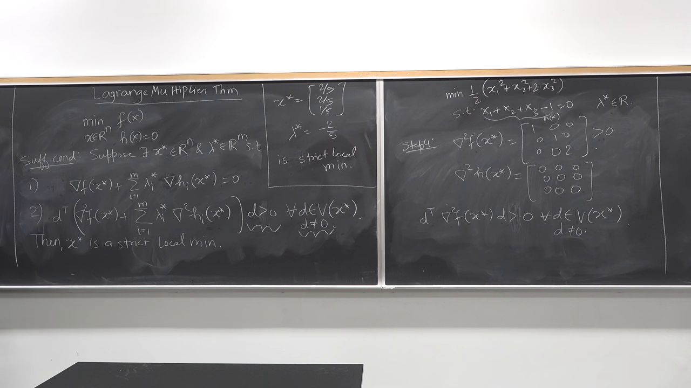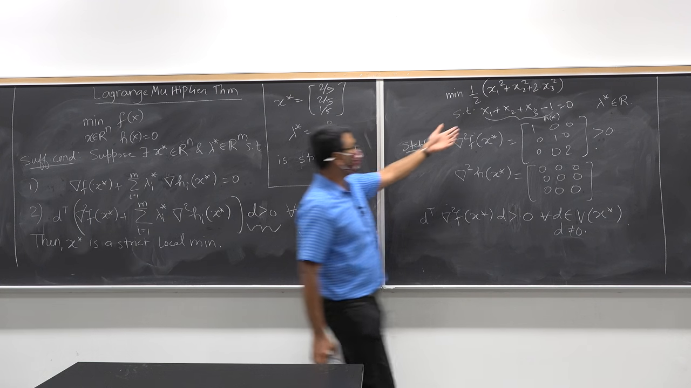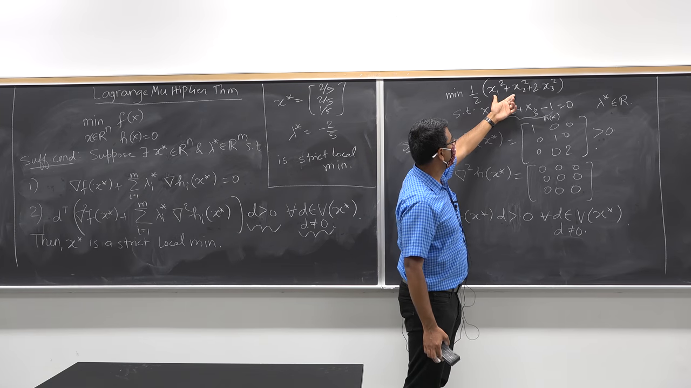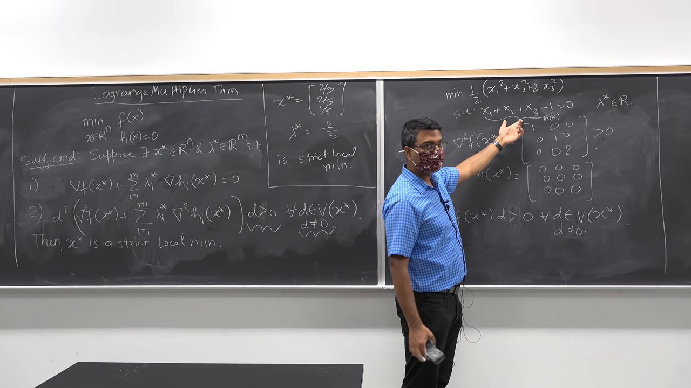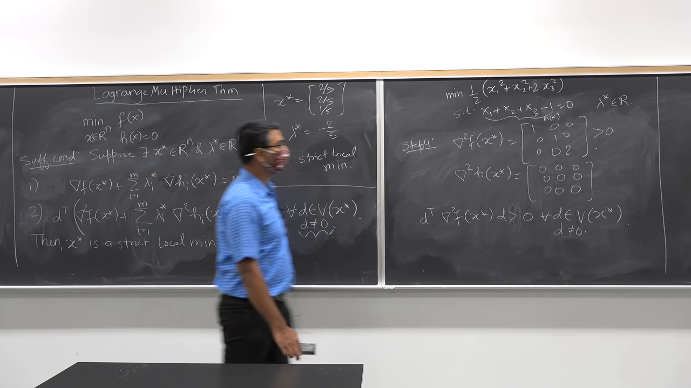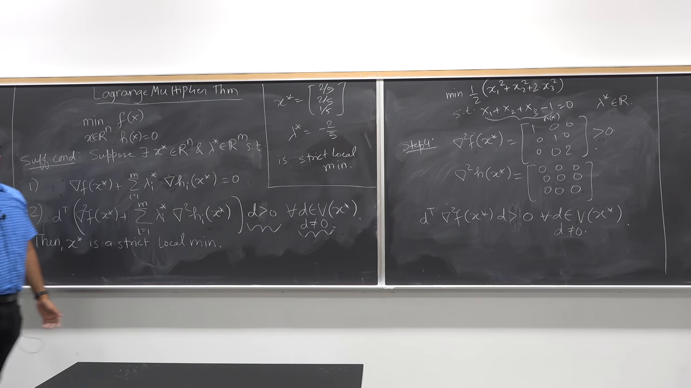But this is a more general result. You have a convex objective function. You have linear constraints. As long as the solution exists, it will be the optimal solution. But we'll have to talk about a lot of machinery before we are able to establish that result. Okay, any question on this?